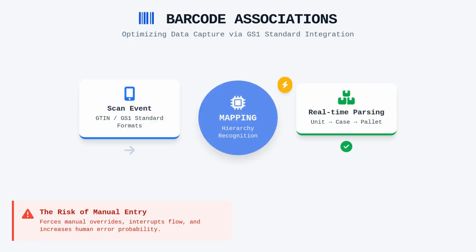When the barcode is correctly mapped to the hierarchy, the system can parse the data in real time, validating the scan against the expected quantity and unit, which makes the entire material handling process more resilient.